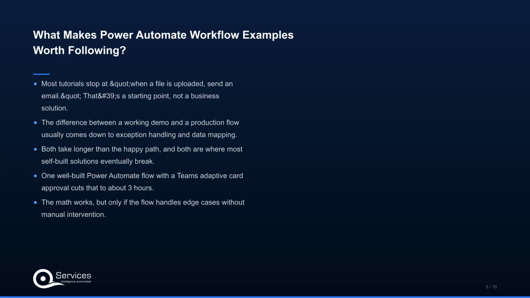Most tutorials stop at when a file is uploaded, send an email. That's a starting point, not a business solution. The flows that actually change how a company operates involve multi-step approval routing, error handling and retry logic for external API calls, Dataverse integration for structured data storage, and cross-system coordination across Outlook, Teams, Dynamics 365, and SharePoint.